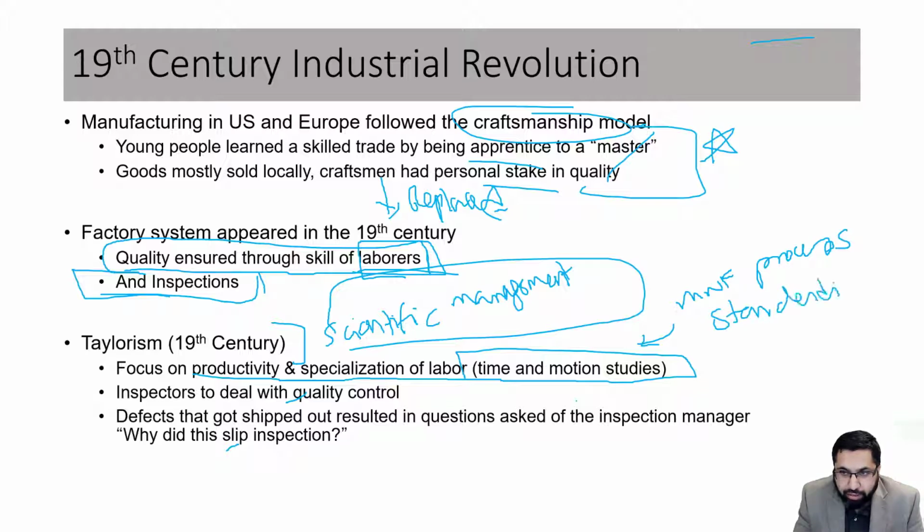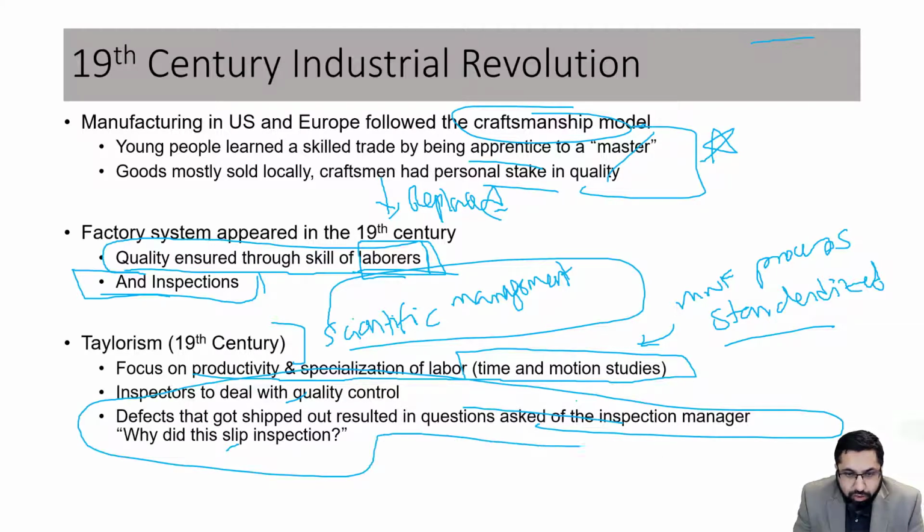Each step of the process was relatively easy to do, so you could get workers to do it. Inspectors were there to deal with quality control. And if a defect was shipped out, the concern was, why did it not get caught in inspection? That was the idea, that there are going to be some defects and inspection should catch them.